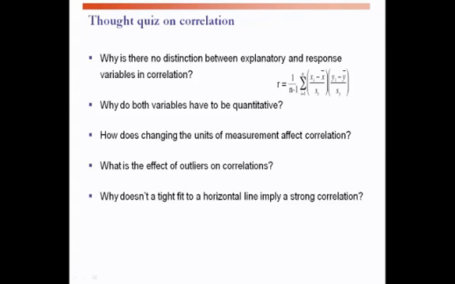So, why doesn't a tight fit to a horizontal line imply a strong correlation? No relationship. That's right. A horizontal line means slope is equal to 0. That means no relationship between X and Y. So there's no point even talking about the strength of the correlation.